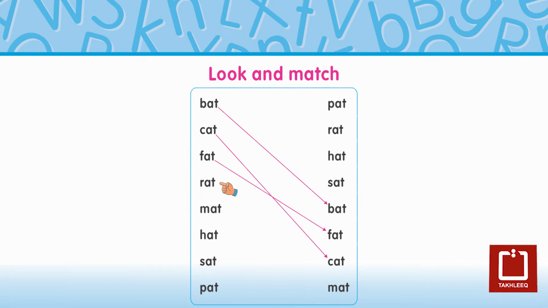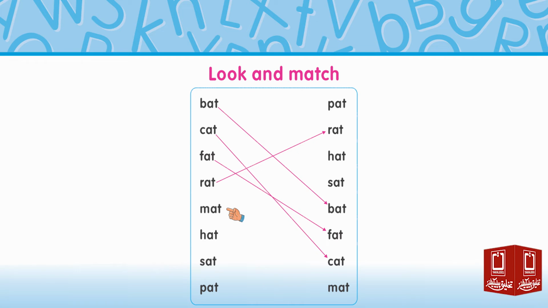Here is word rat. Now we search word rat in the second row. Pat, rat. Yes, this is rat. So we match both words rat.